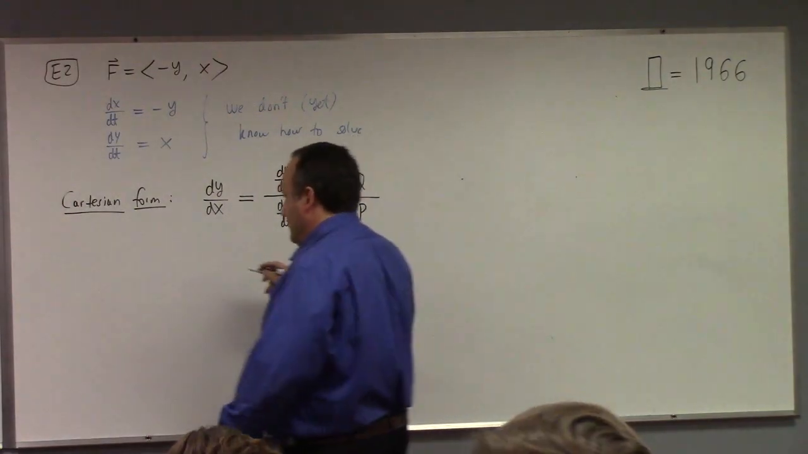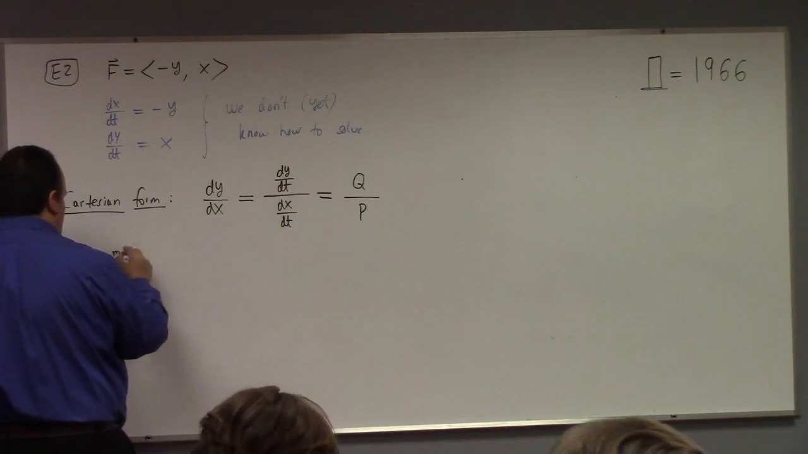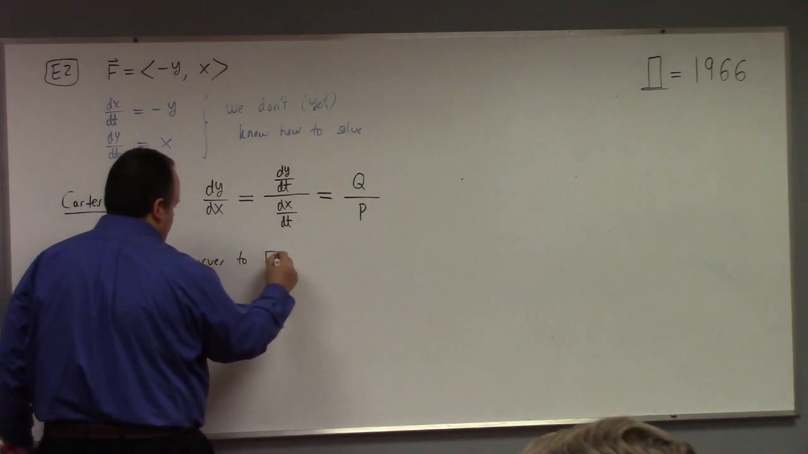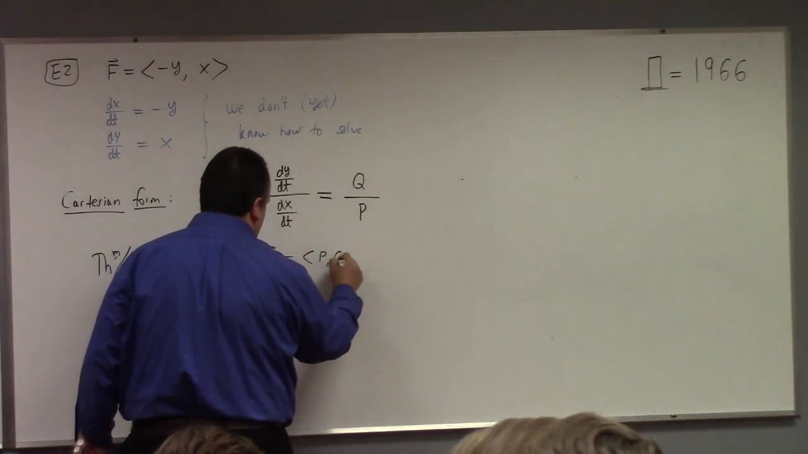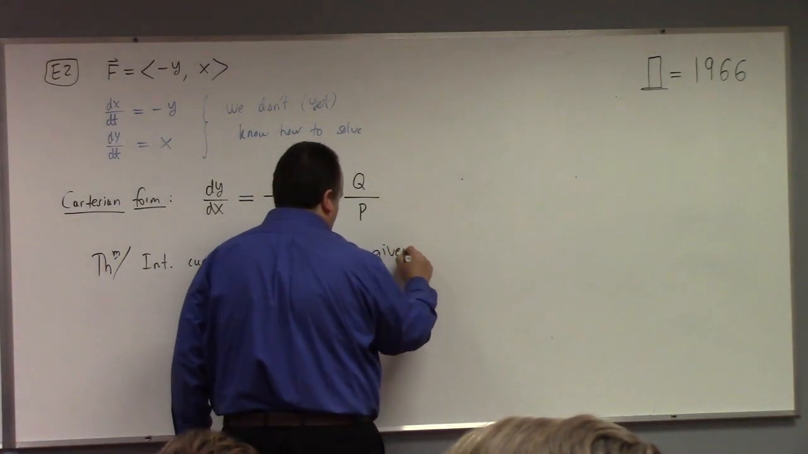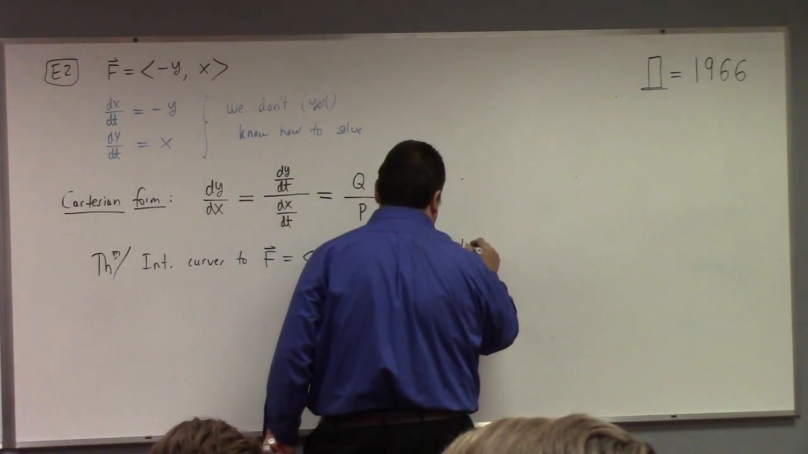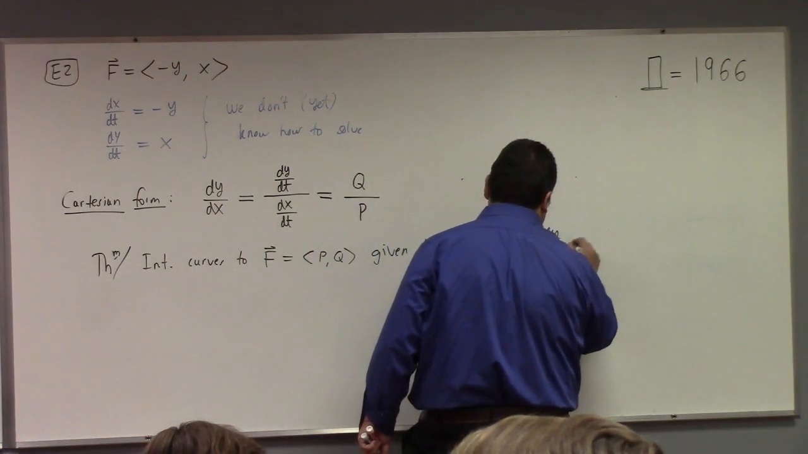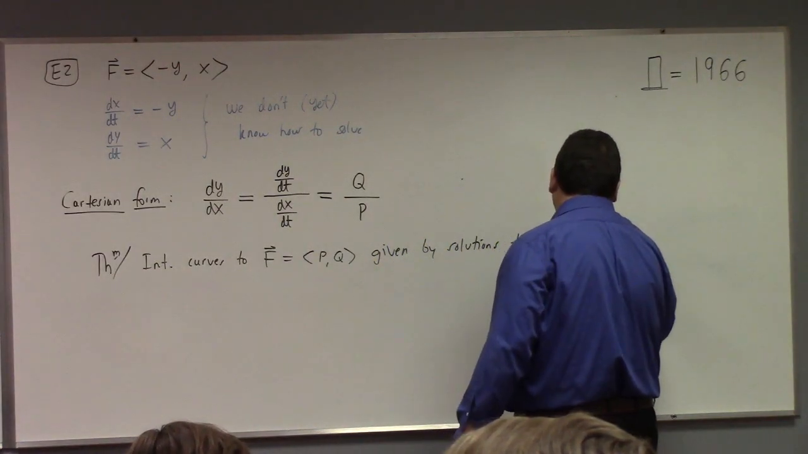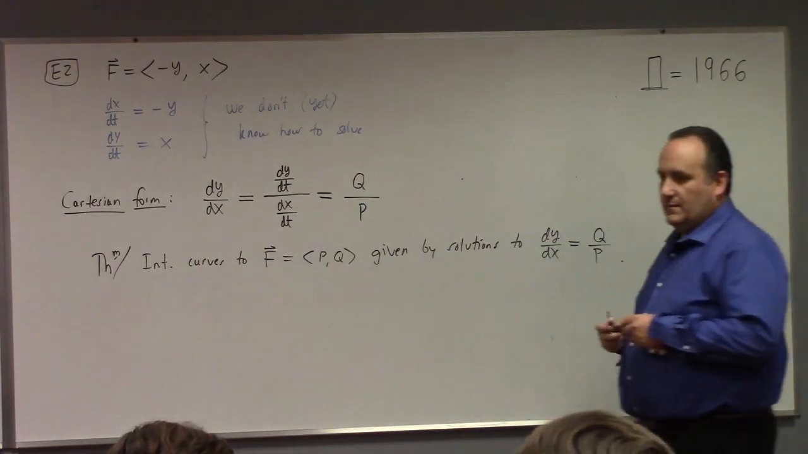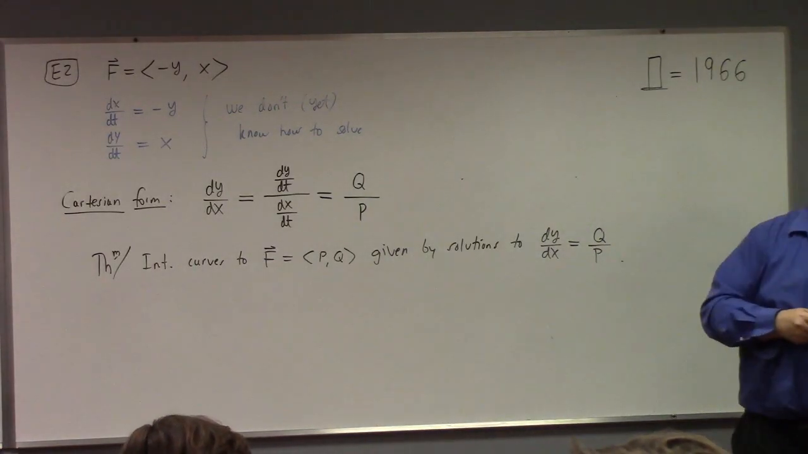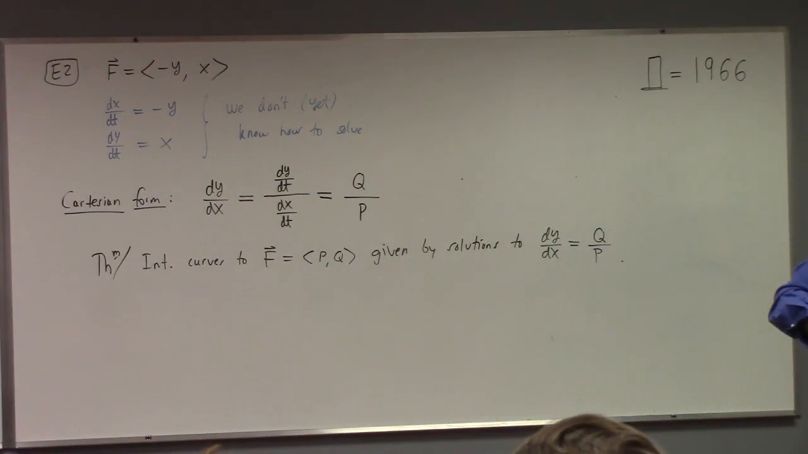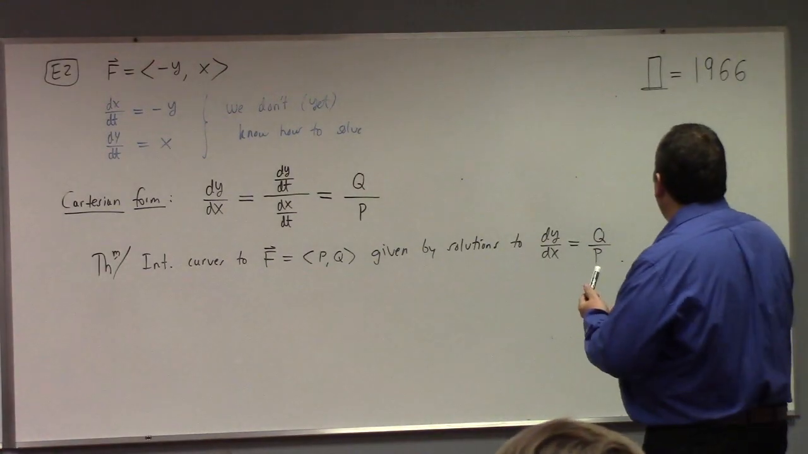So in other words, this gives us a little theorem. Integral curves to f equals p comma q are given by solutions to dy/dx equals q over p. And as long as the p and the q are just functions of x and y, we've got a shot at solving these, right? Let's try to find the integral curves to example 2 in this way.